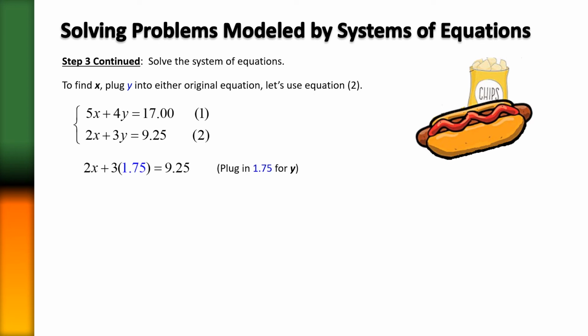3 times $1.75 equals $5.25. The next step to solving this equation is to subtract $5.25 from each side. The last step to solving is to divide by 2, and x equals $2. So the hot dog costs $2.